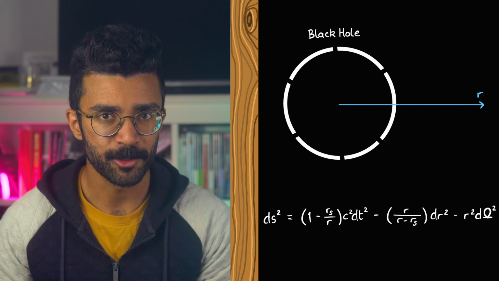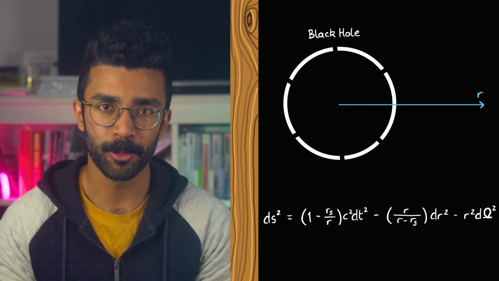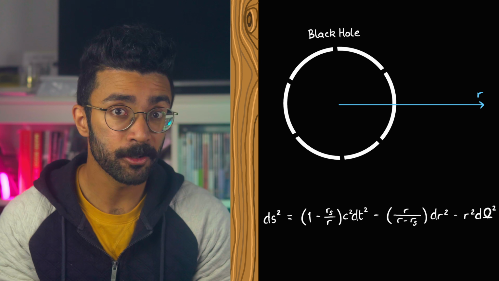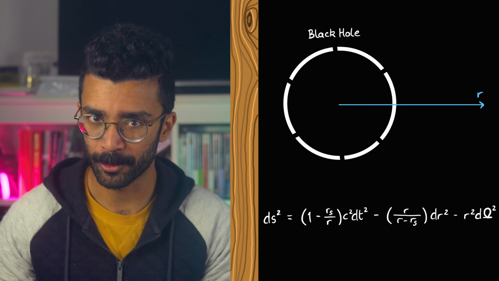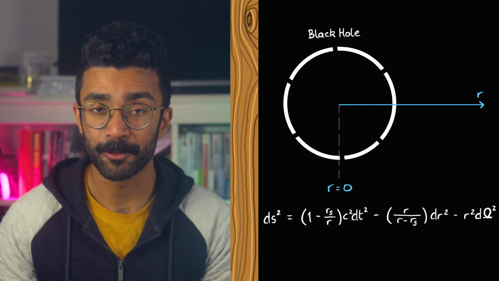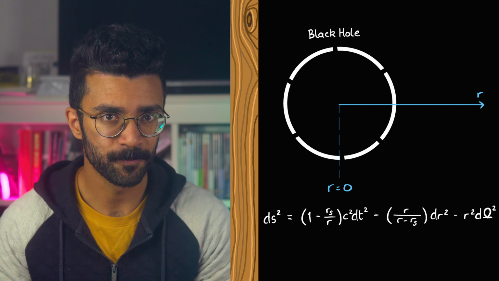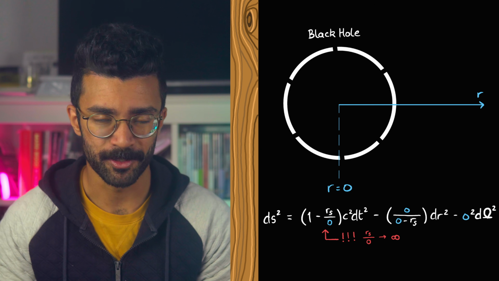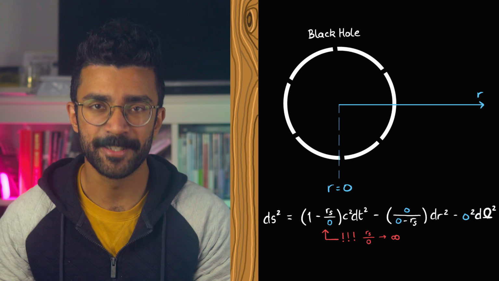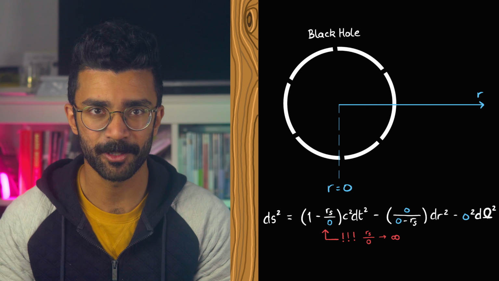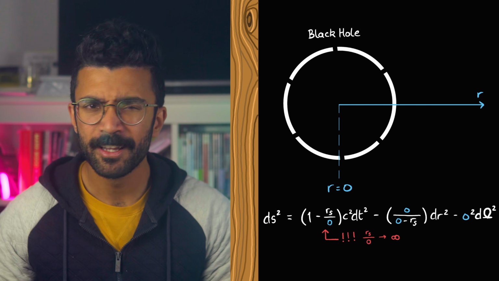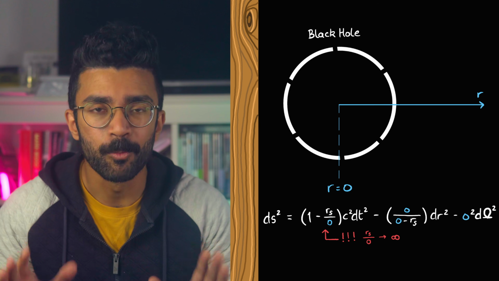Now, since the Schwarzschild metric is centered on a spherical body, let's just say that it's a black hole, and r is the radial coordinate. r equals 0 therefore represents the center of the black hole. At this point, if we substitute in r equals 0, we find that there's a divide by 0 error, and that the right-hand side of this equation becomes infinitely big. It blows up. Whoa, what's going on?